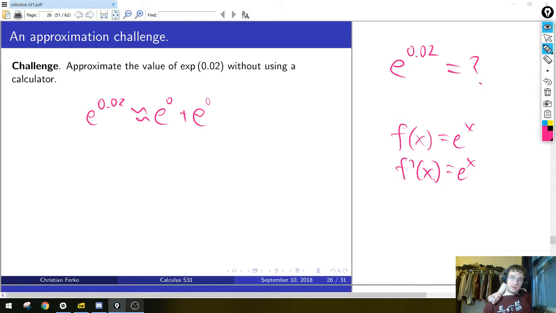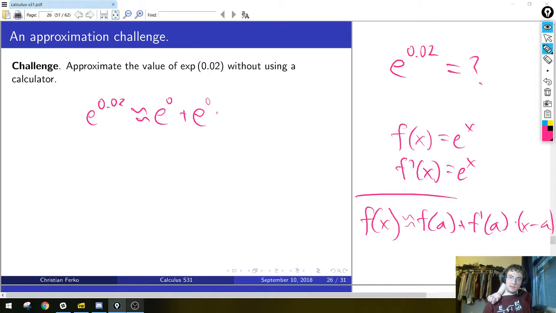Or no, this one's still 0. Remember, f of x is roughly f of a plus the derivative evaluated at a, not at x. So the derivative is at a, and then you multiply by x minus a. This is the approximation. Good. So what do I multiply here? It's going to be times 0.02. Good. I think you know what these numbers are, though. What should this be? Overall, it's going to be about equal to 1.02.